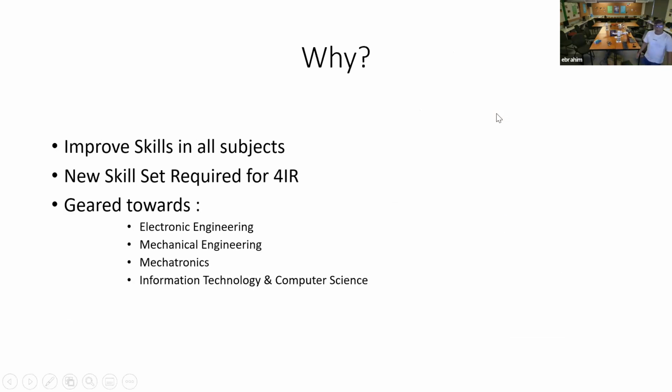So why do we want to do this? Firstly, by implementing coding and robotics at school level is going to improve your skills in all your other subjects: mathematics, your sciences, English, art, okay? That's one of the most important things that's going to happen. Why? Because we've got a new skill set that's going to be required for the 4th Industrial Revolution.